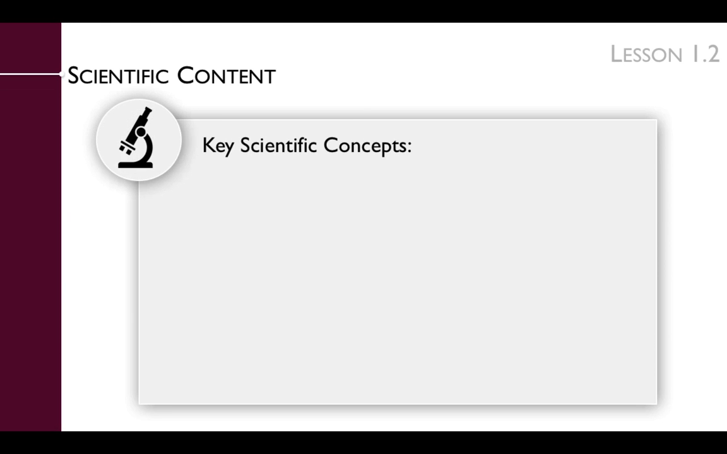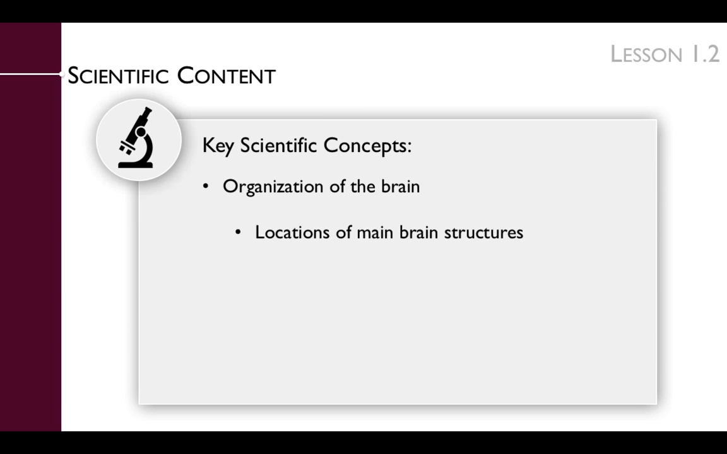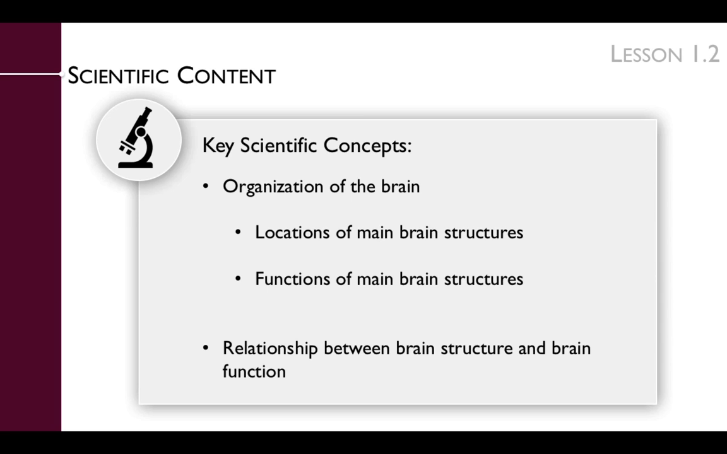To prepare for this lesson, you'll need to review the key scientific concepts presented in it. They include the organization of the brain, which is the locations of main brain structures and the functions of those main brain structures. We'll also talk about the relationship between brain structure and brain function.